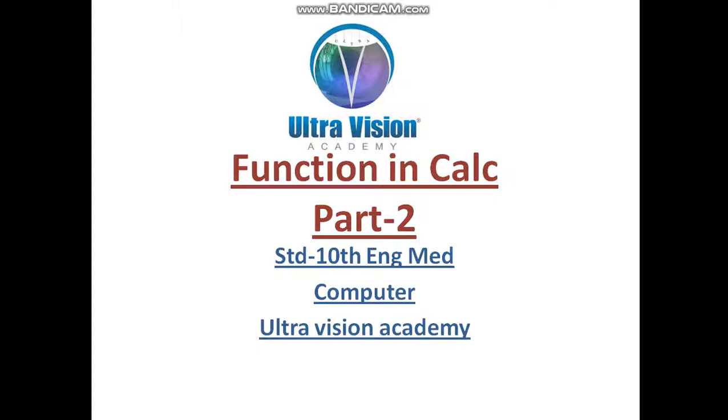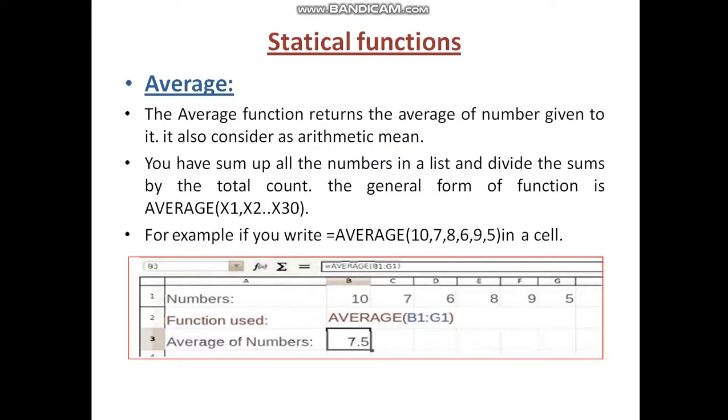Second part in a science chapter, functions in Calc, part 2. In the previous part we learned about different types of mathematical functions like sum, exponential values, factorial number, absolute values, logarithm values, etc. Now today we are going to learn about some statistical functions in Calc. Statistical functions, first is the average.